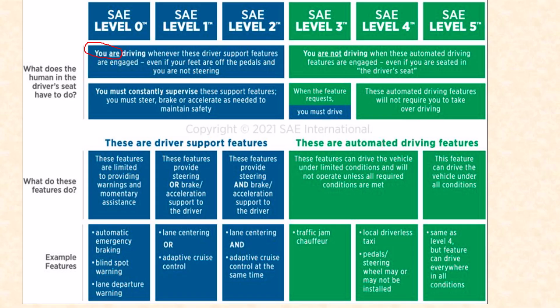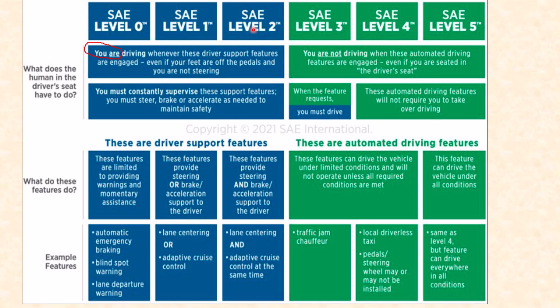In other words, it takes care of only the longitudinal or the lateral control, whether the longitudinal in the x direction or the lateral in the y direction. I repeat, this word "or" is the most important word as far as level 1 is concerned. So what are the features? Lane centering or adaptive cruise control. Understand this carefully: lane centering or adaptive cruise control.